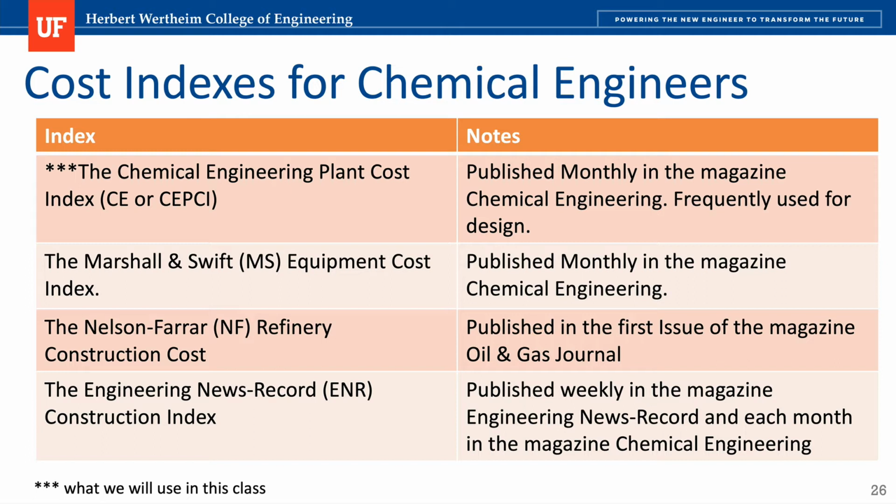So for the CEPCI, they're typically published monthly in the Chemical Engineering magazine. They're frequently used for capstone design and chemical design when you have chemical processes. You also have the Marshall and Swift equipment costs, and they are also published in chemical engineering magazines. You have the Nelson Farrar Refinery Construction Cost, the Engineering News Record Construction Index, and you can find where you can find them. Okay, once again, we're going to be using the CEPCI in this class.